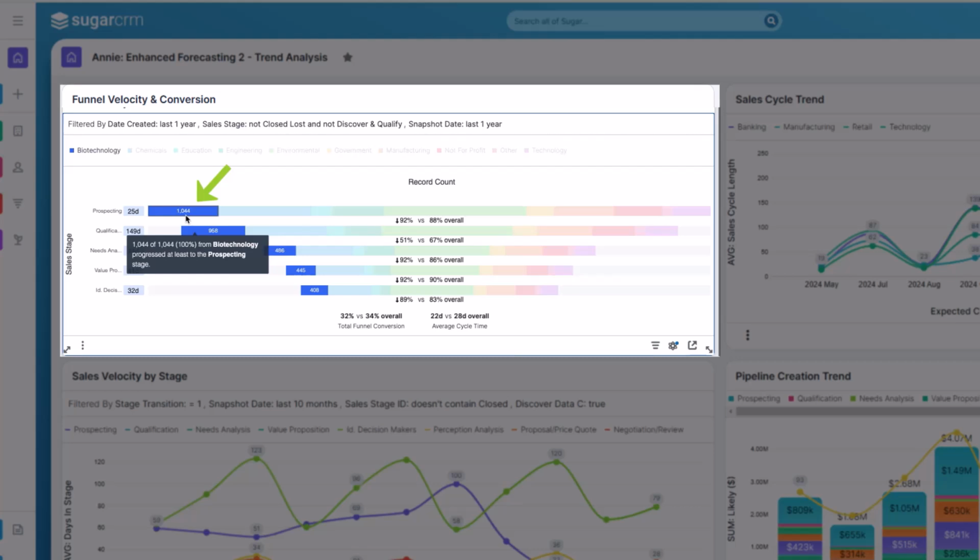Of those, 486 progressed to at least the needs analysis stage. And any opportunities that did not reach the needs analysis stage were marked as closed lost at some point in time earlier in the cycle. I can also see that the biotechnology opportunities show a slightly lower funnel conversion rate and a slightly faster cycle time than our overall data.